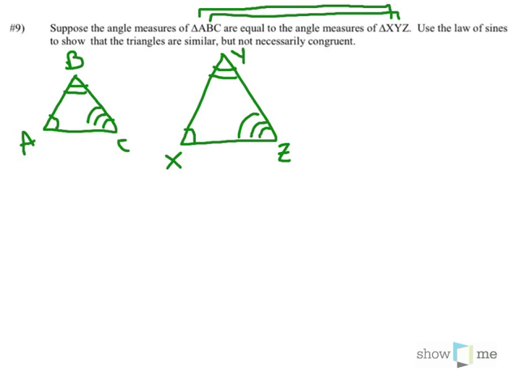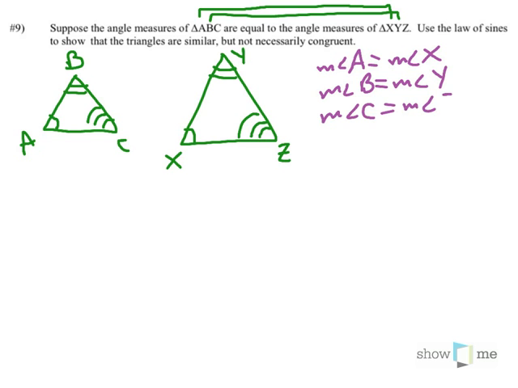Let me just write out formally what that means. It says, suppose the angle measures are equal. So the measure of angle A is equal to the measure of angle X. The measure of angle B is equal to Y. The measure of angle C is equal to the measure of angle Z. Those are facts from the first sentence. Then: use the law of sines to show that these triangles are similar but not necessarily congruent.